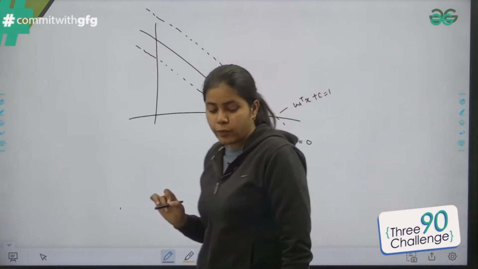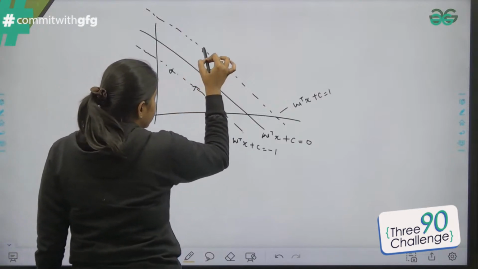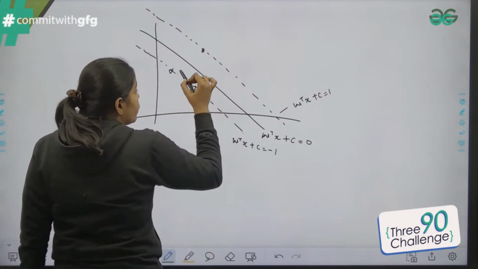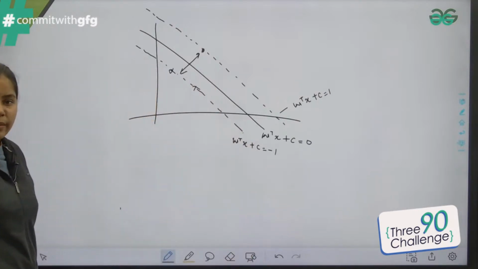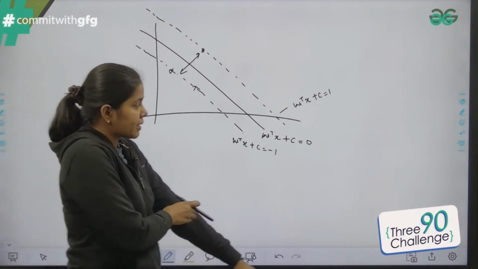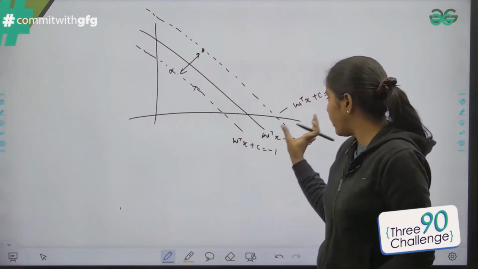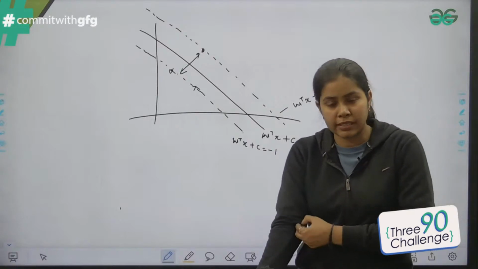Right? And what I want to do here in support vector machine, because it passes through support vectors, let's say this one and this one, I want to maximize this distance. Can anybody tell me how do I maximize this distance? That means I have to maximize the distance between this line and this line. And why do I want to maximize this distance?